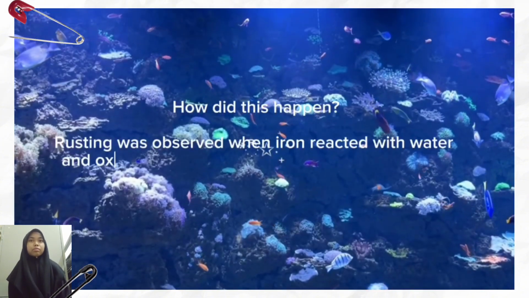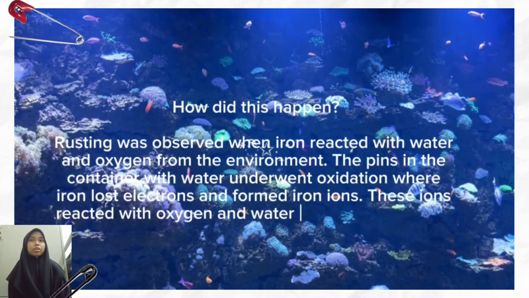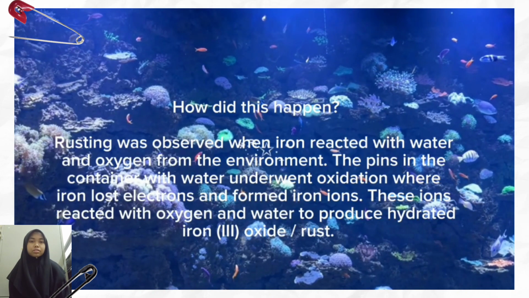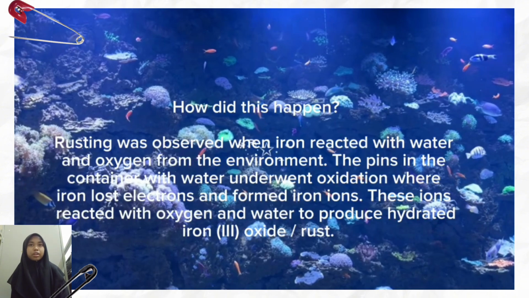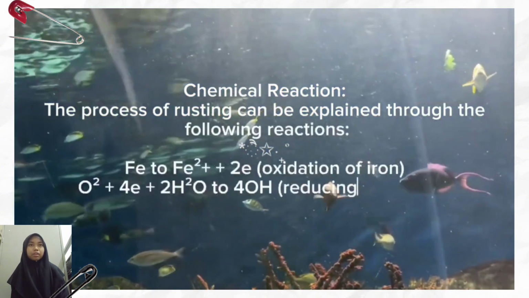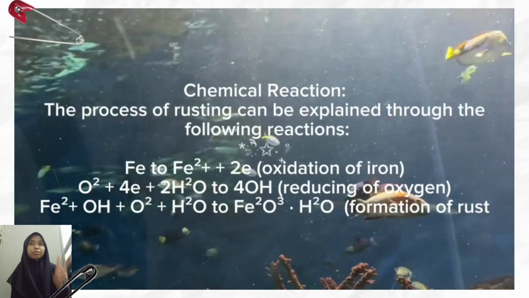How did this happen? Rusting was observed when iron reacted with water and oxygen from the environment. The pins in the container with water underwent oxidation, where iron lost electrons and formed ions. These ions reacted with oxygen and water to produce hydrated iron oxide, known as rust. The process of rusting can be explained through the following reaction.